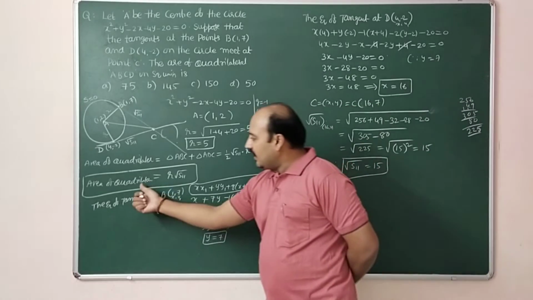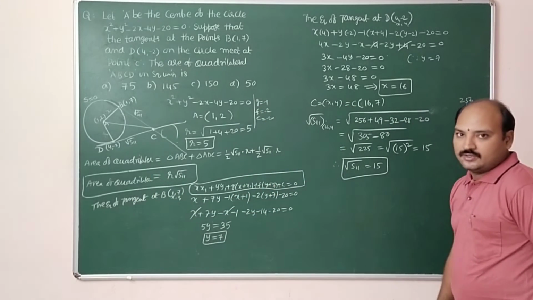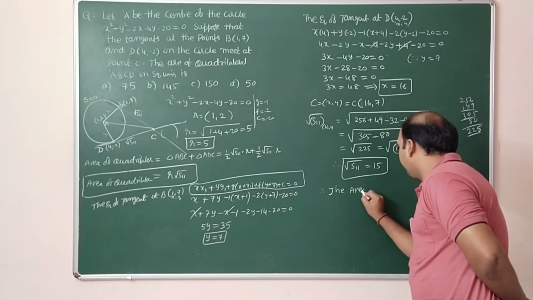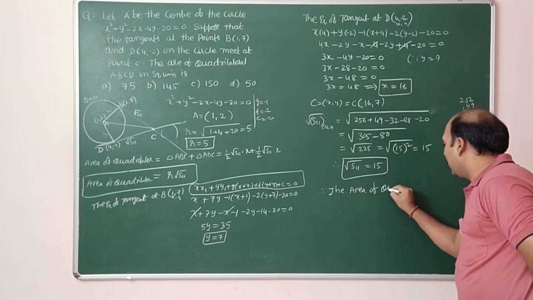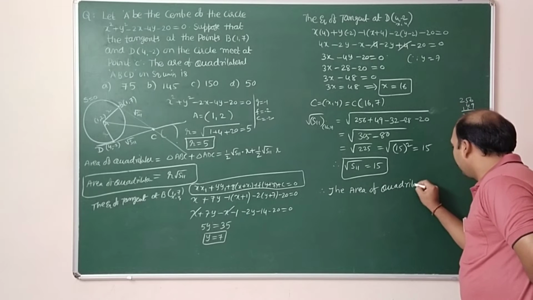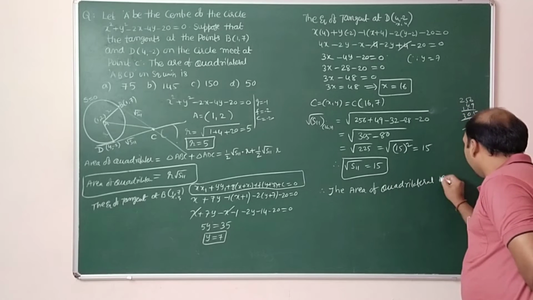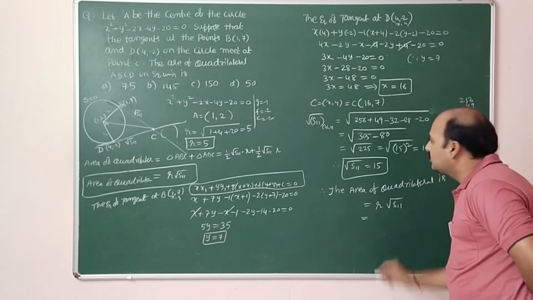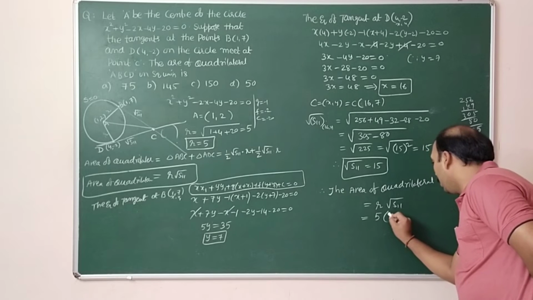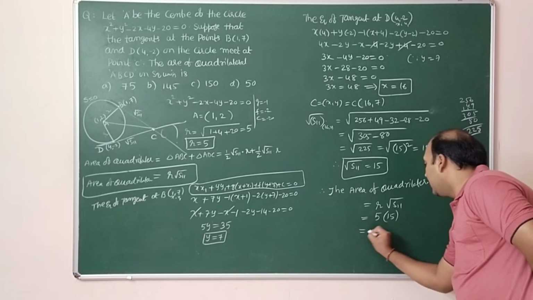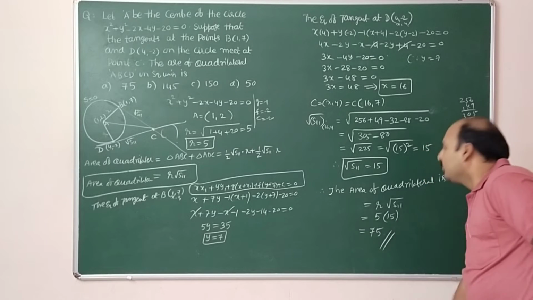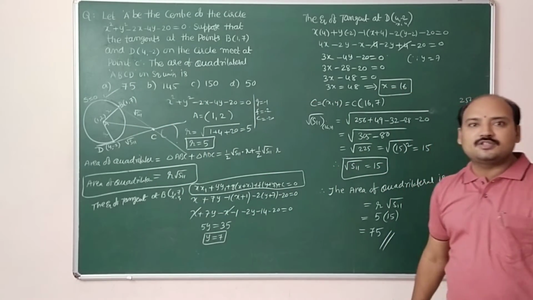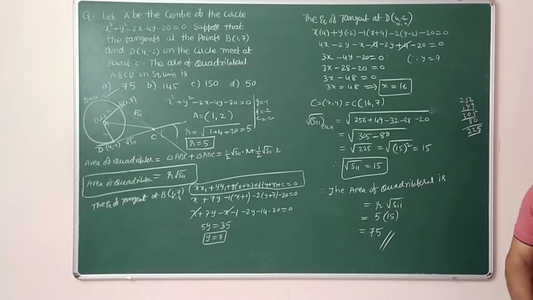So therefore, the area of quadrilateral is R into root over S11. The R value is what? 5. Into root over S11 means 15. 15 5s are 75. 75 is there in the first option. I hope everyone understands, dear students. We'll move to the next question.